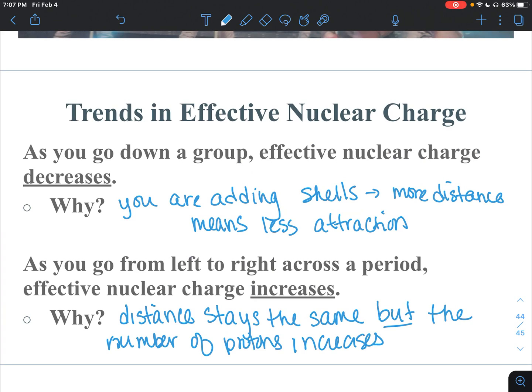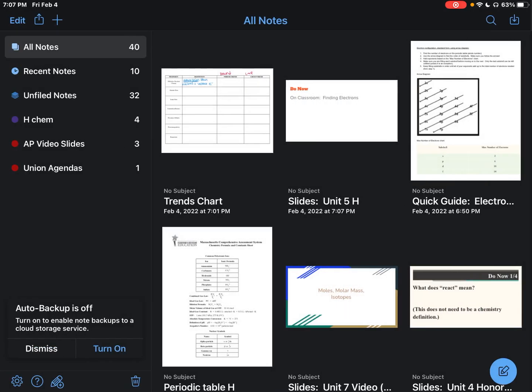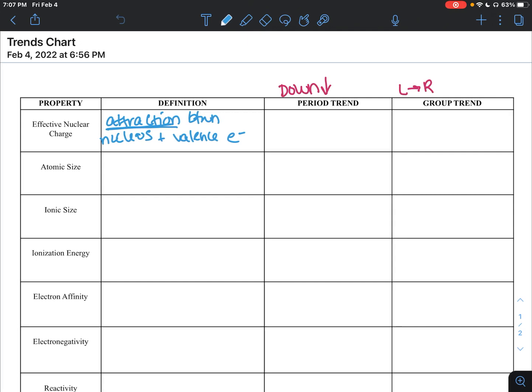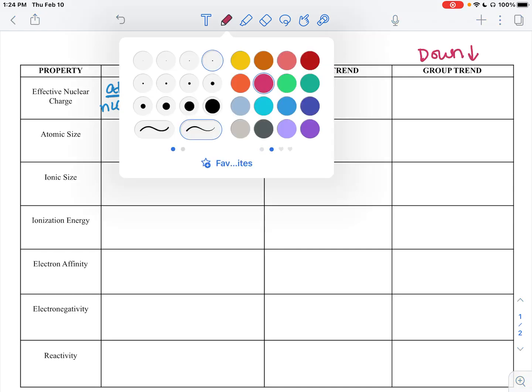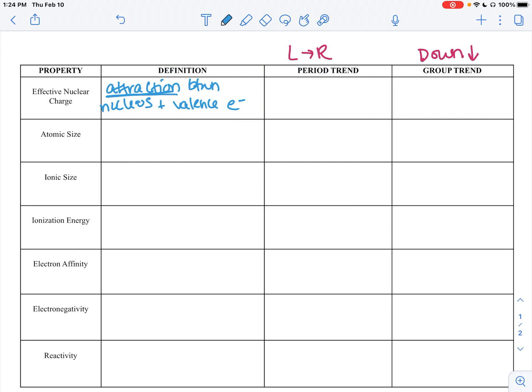Make sure you add this stuff, the increases and decreases and why, into your chart. Okay. I'm going to add those notes to this table, this chart. But before I do that, I realized I did the opposites here. Periods are left to right, and groups are down because those are the columns. So I'll fix that before we add in our trends.